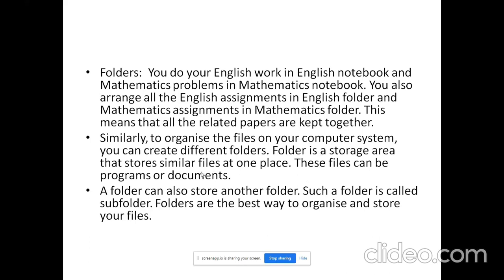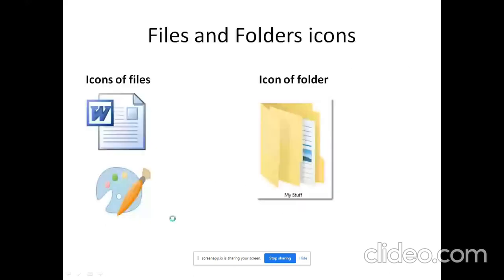A folder is a storage area that stores similar files at one place. So a folder can store multiple files. The files can be programs or documents. A folder can also store another folder that is called a subfolder. See students, if you are storing a folder in a folder, then the inner folder is called a subfolder and the outer folder is called the main folder. So folders are the best way to organize and store your files and folders, right?